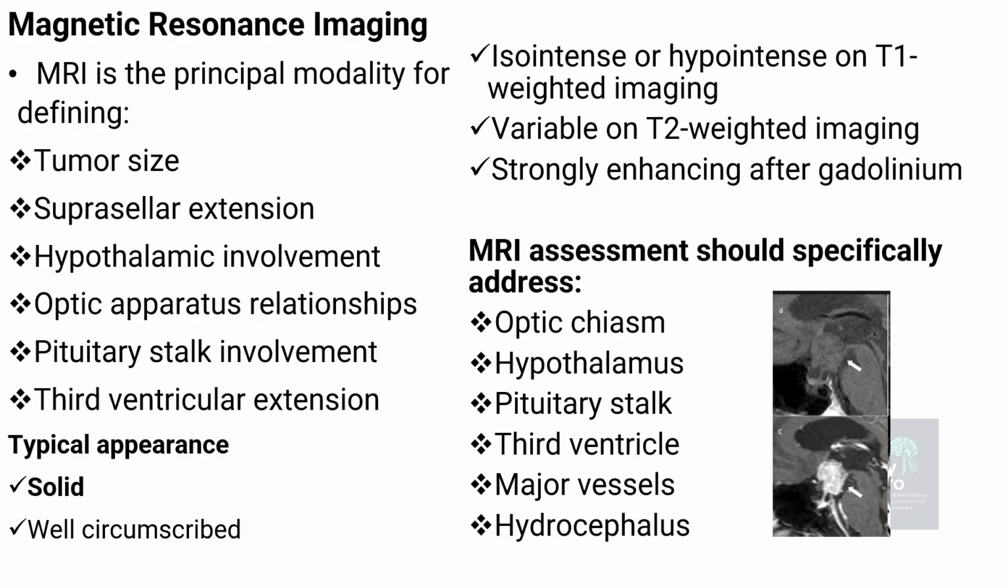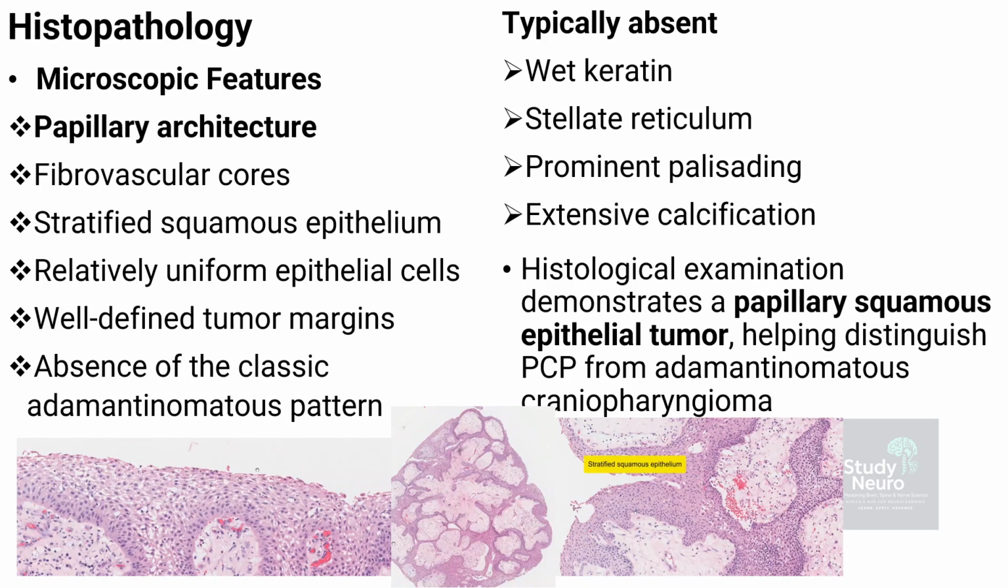Anatomy guides management. Papillary craniopharyngioma has a distinctive microscopic appearance that helps separate it from the adamantinomatous type. The tumor typically forms papillary structures with layers of relatively uniform squamous epithelial cells arranged around fibrovascular cores. The pattern is characteristic. The tumor usually has well-defined margins and lacks the complex epithelial architecture seen in adamantinomatous craniopharyngioma.